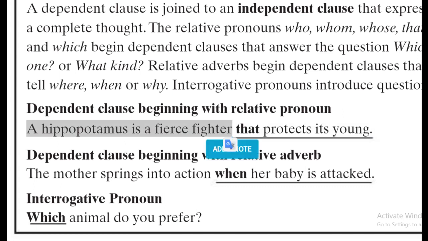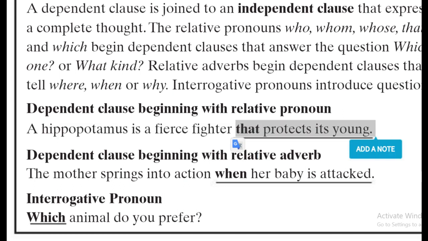The first part that says, a hippopotamus is a fierce fighter, is a complete part. I mean, when you read it, you are going to understand all about the sentence. You are not going to feel that there is something missing, right? So, when you are reading a sentence or a clause and you feel that everything is there, we call this clause an independent clause. But take a look at this part.